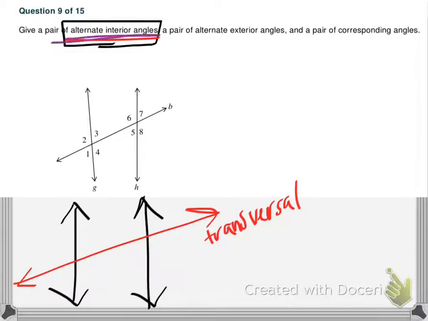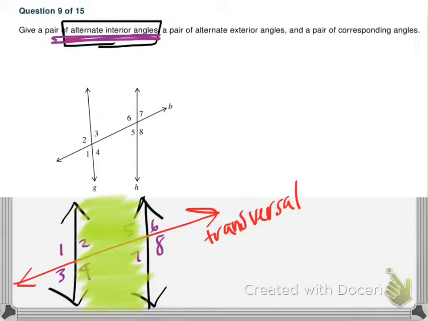Alright, so I'm going to highlight some alternate interior angles. And what we want to do is look inside the parallel lines. So if I have numbers 1, 2, 3, 4, 5, 6, 7, and 8, these are 8 angles here. We need to look inside the parallel lines. What angles are inside the parallel lines? These are the 4 angles inside the parallel lines.